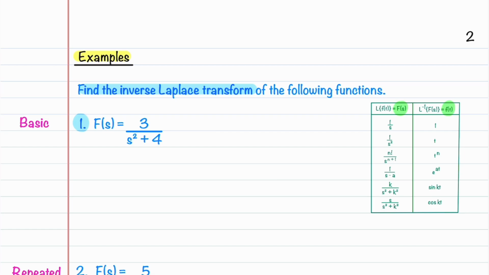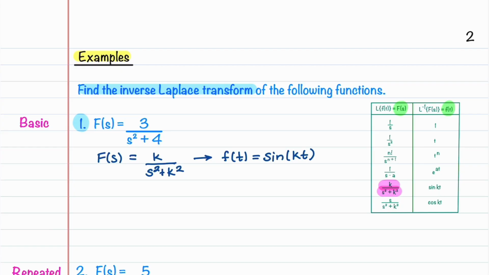We're going to find the inverse Laplace transform of 3 divided by s squared plus 4. The first thing that we want to do is ask ourselves, which entry in the table does this look like? This entry looks like k divided by s squared plus k squared. Let's write that down. Capital F of s is equal to k all divided by s squared plus k squared. The inverse Laplace transform of this function is f of t is equal to sine of kt.